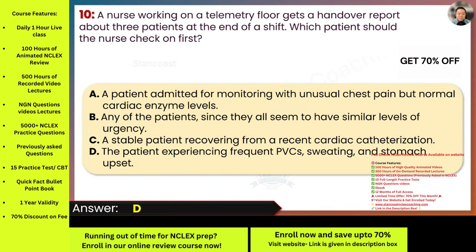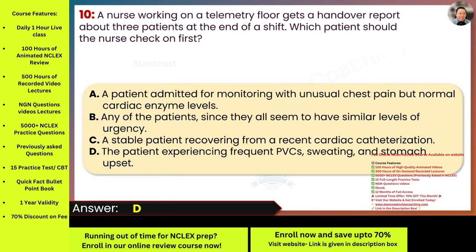So take note in option A about the normal cardiac enzyme levels. This reduces the urgency. This will still require monitoring, but the urgency is somewhat lessened, and you don't have to prioritize this over option D.